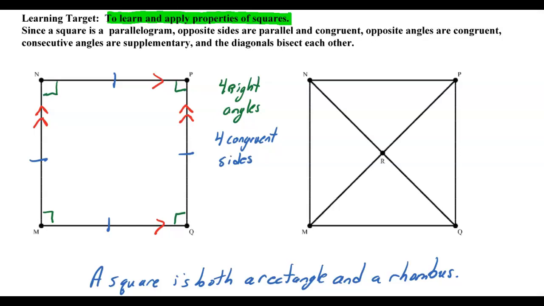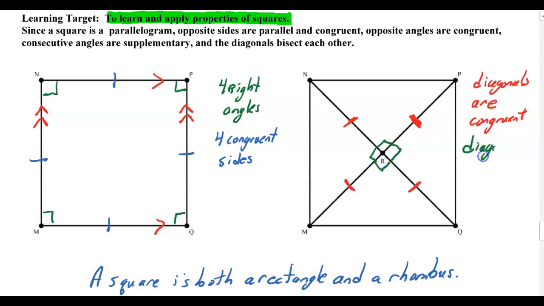Now let's talk about the diagonals. Since a square is a rhombus, the diagonals are congruent. So the diagonals are congruent, which means NR and RQ and RP and MR are all the same. In addition, since it is a rhombus, we have 4 right angles in the middle. So we say the diagonals are perpendicular.